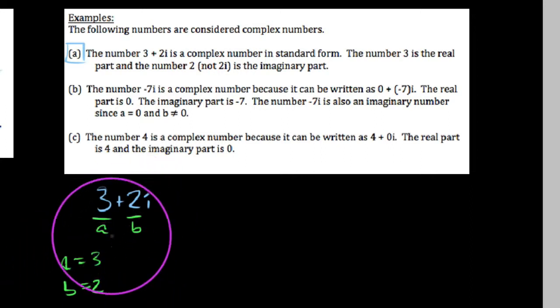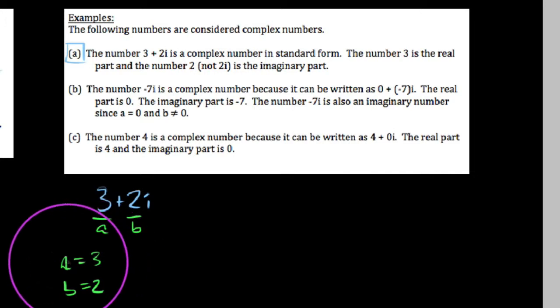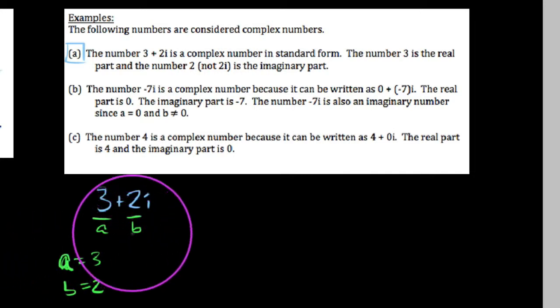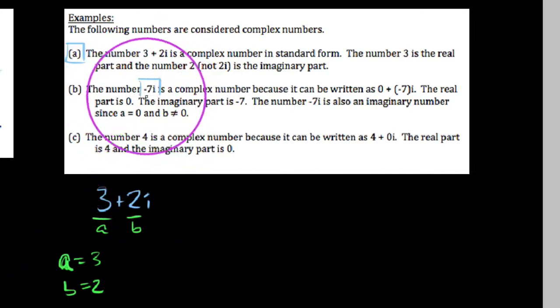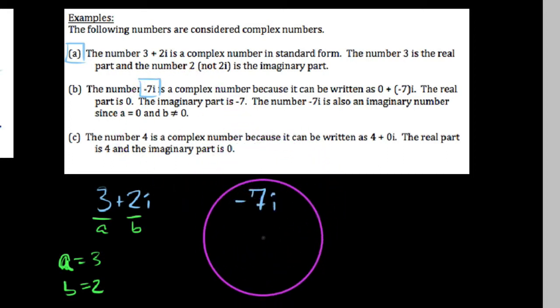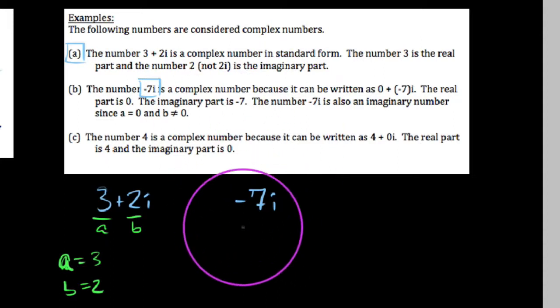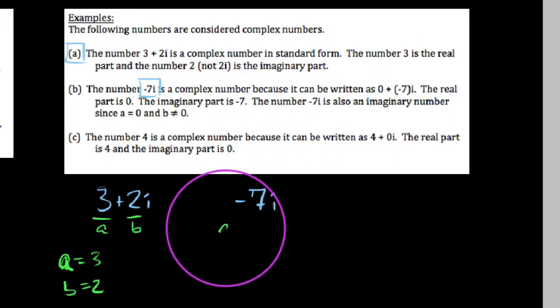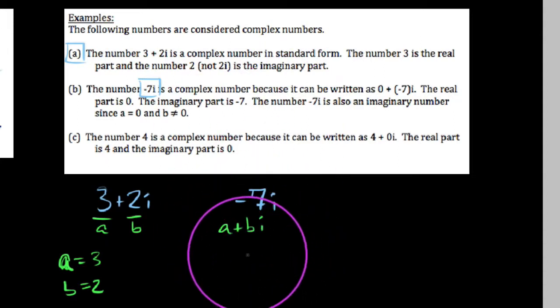It's not the 2 and the i, but it's just the 2. Okay, so we would say this is a complex number in standard form. Where on example B here, you notice that I've got the number -7i. We say -7i is still a complex number. It's not written in standard form at the moment. Remember, a plus bi form is the standard form of this.